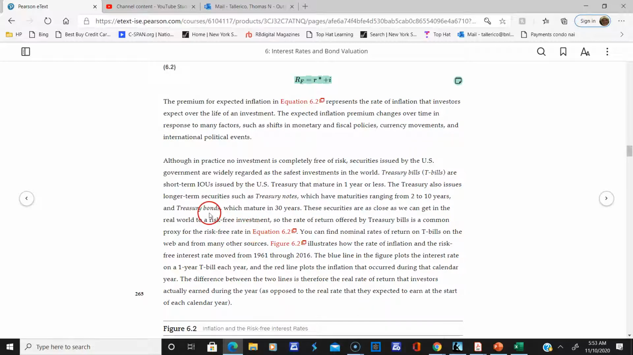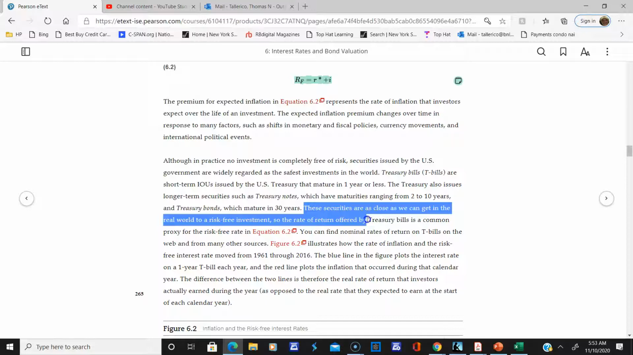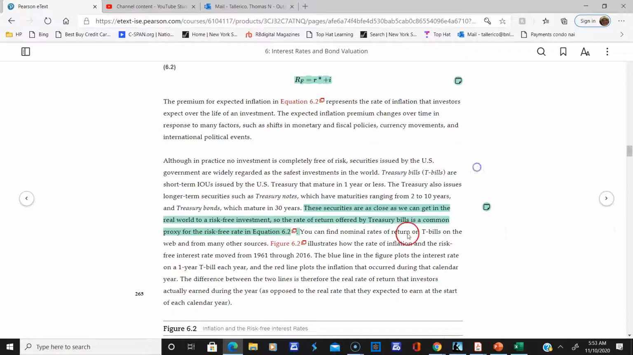All right, now what determines the risk-free rate? And you can see here, the securities that are as close as we can get in the real world to a risk-free investment are Treasury bills. So they use Treasury bills for the risk-free rate. It's important to make that comparison right here. Everyone see that? Treasury bills. So you can find nominal rates of return on T-bills on the web and many places. So that's important to know.